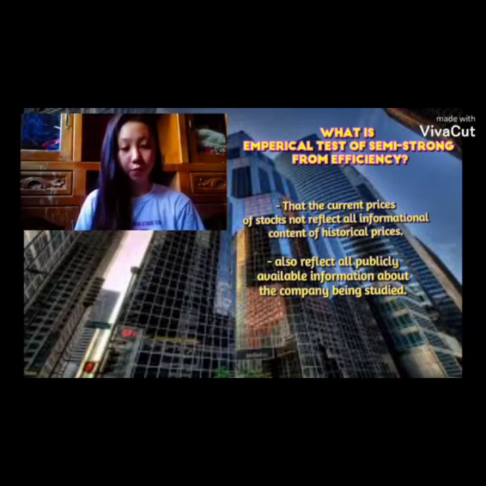The semi-strong form of the efficient market hypothesis says that the current prices of stocks not only reflect all informational content of historical prices, but also reflect all publicly available information about the company being studied.